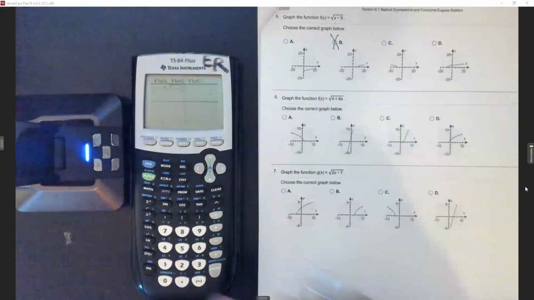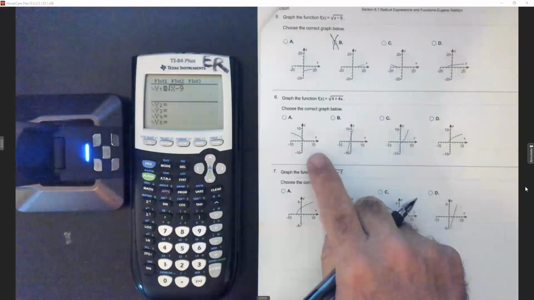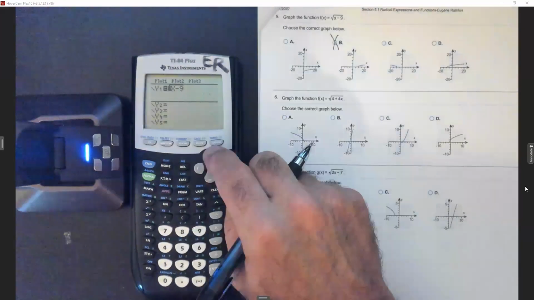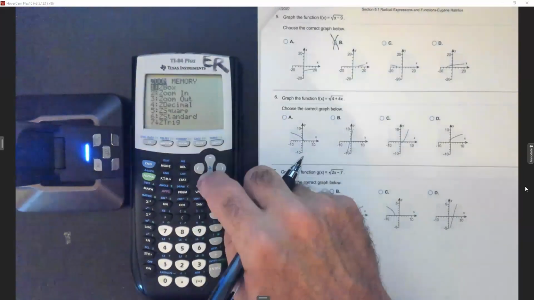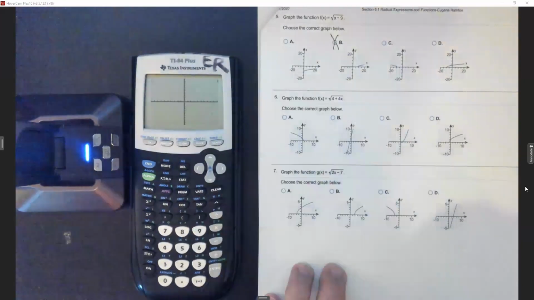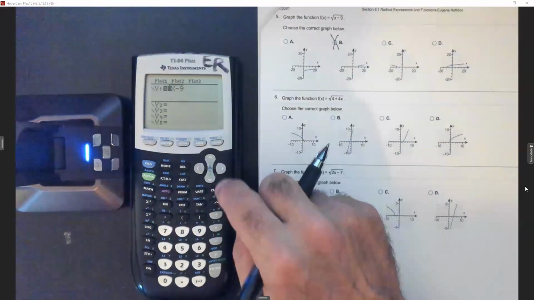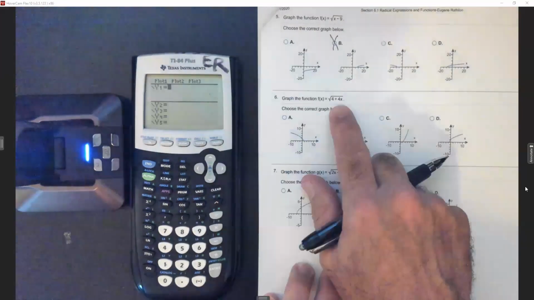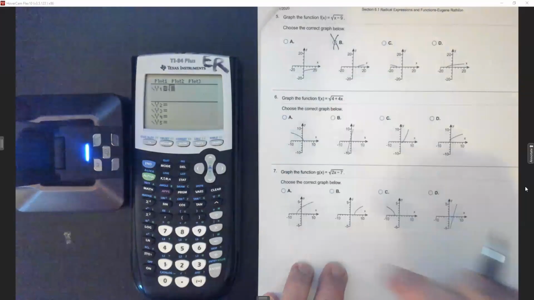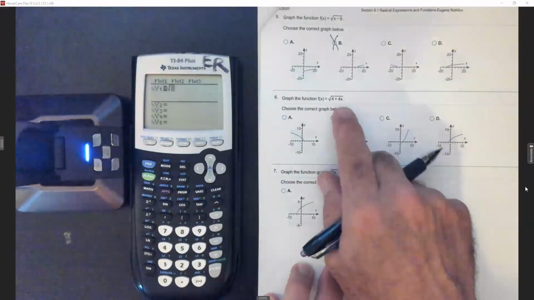All right, this one goes back to a 10 by 10. So if you want to get to a 10 by 10 quickly, you can hit zoom and number 6, and it puts it right back on a 10 by 10, okay? So now let me get this. I'm going to clear that. Everything's under the radical, so hit second x squared to get your radical. And then that's a 4 plus 4x.